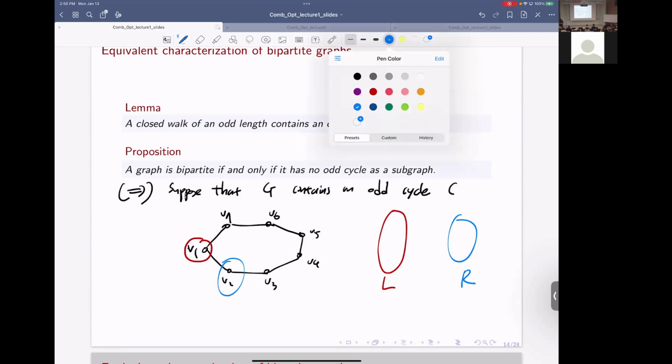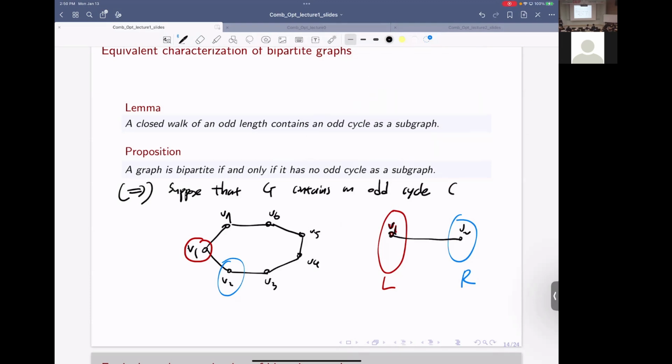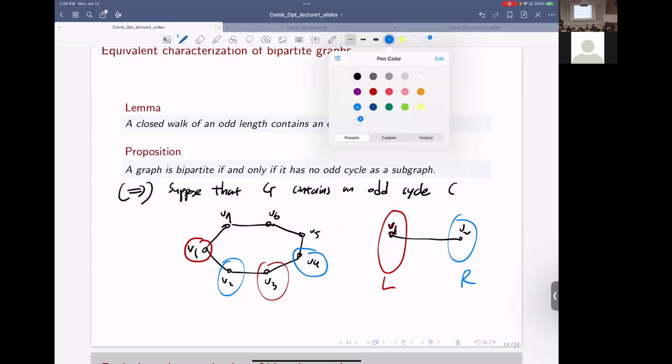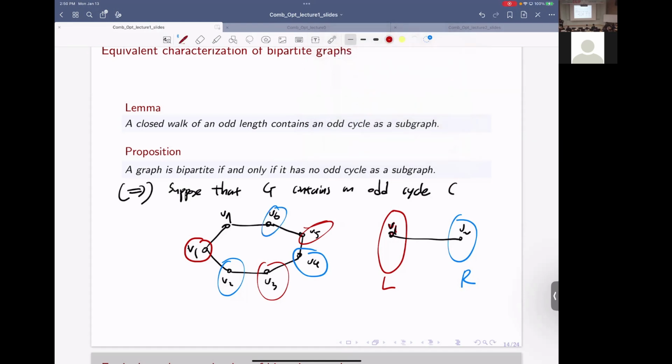This is V1, and V2 has to be in the second side. V3 is a neighbor of V2, so it has to be red. V4 has to be blue, V5 has to be red, V6 has to be blue, and V7 has to be red. Now you run into a conflict because the cycle is odd. So when you have an odd cycle, the graph cannot be bipartite. This is the main idea.